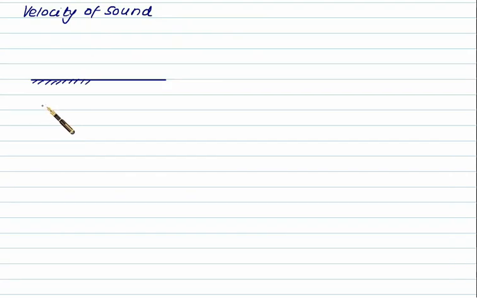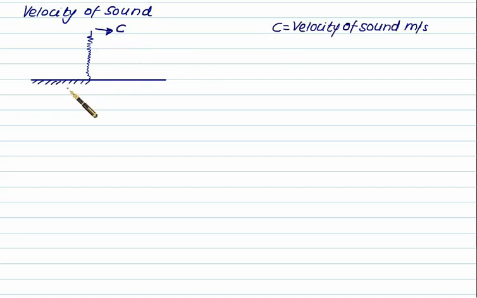Consider a piston and cylinder arrangement, and some disturbance is given. Because of this disturbance, a sound wave is generated. Let's say C represents the velocity of sound. Let's assume the piston has a small velocity equal to dV, the corresponding density equal to rho plus d rho, and the pressure equal to P plus dP. Because of this there is a disturbance, which we call a sound wave, and let's assume the final velocity of the fluid, which was stationary, is equal to 0, with corresponding density rho and pressure P.